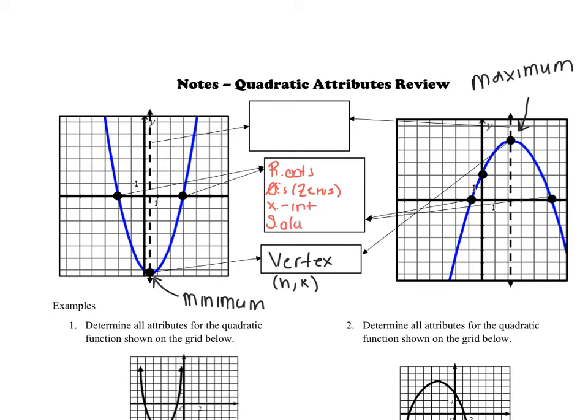Or we can call them solutions. All four of those words mean the same thing. Basically, it's where does it cross the x-axis. That's what it means when I ask you for roots, zeros, x-intercepts, or solutions.